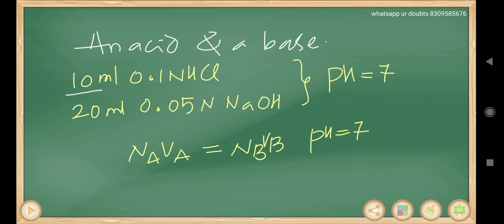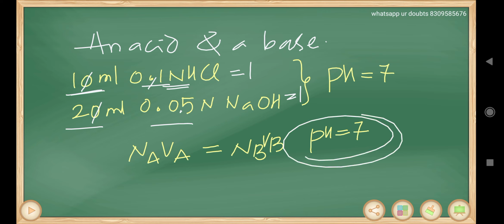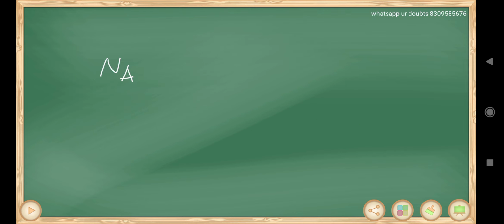10 ml into 0.1. So 0, this one I am cancelling. So this is equal to 1. NaVa, normality and volume. NaVa is 1. 20 into 0.05. This will become 2 into 0.5, which is again 1. So both NaVa and NbVb are equal to 1. So here in this case the pH is going to be 7. So when an acid and base are mixed, what you need to check is NaVa value and NbVb value.